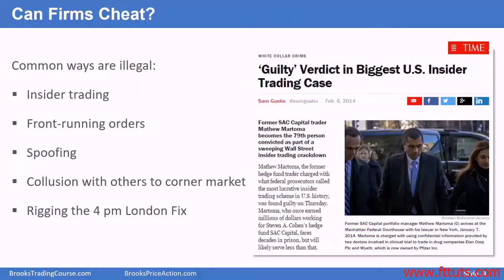And then in the Forex market, the price gets set every day at 4 o'clock. It's called the 4 p.m. London fix, and trying to cheat there, trying to artificially move the market one way or the other, up or down, that is also illegal.